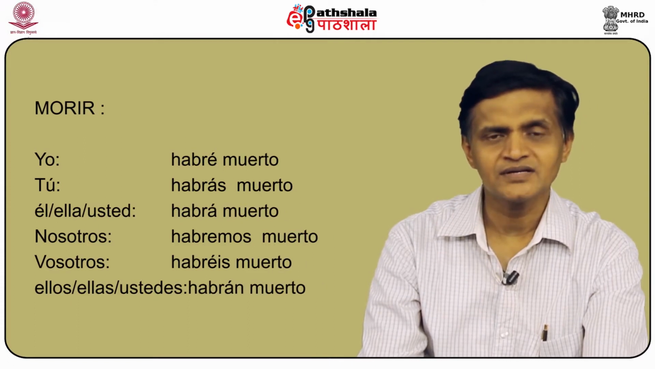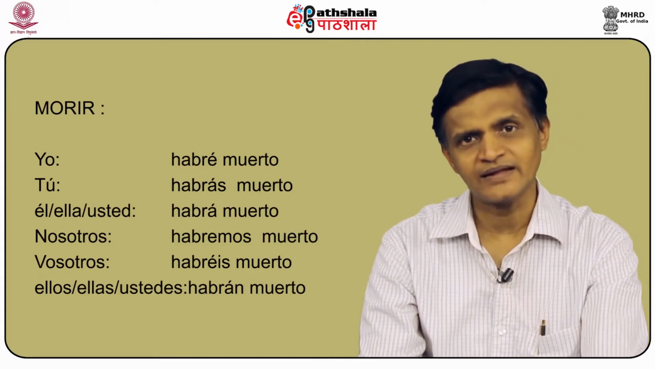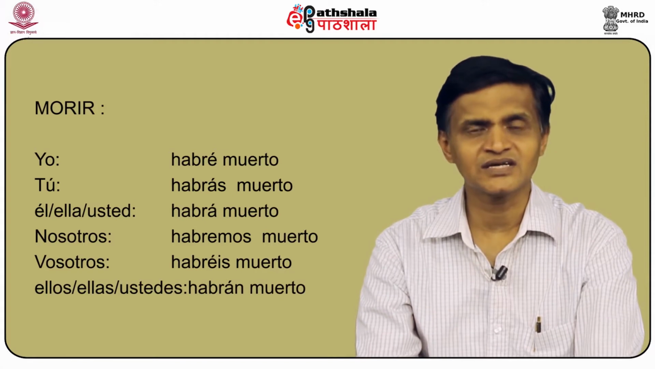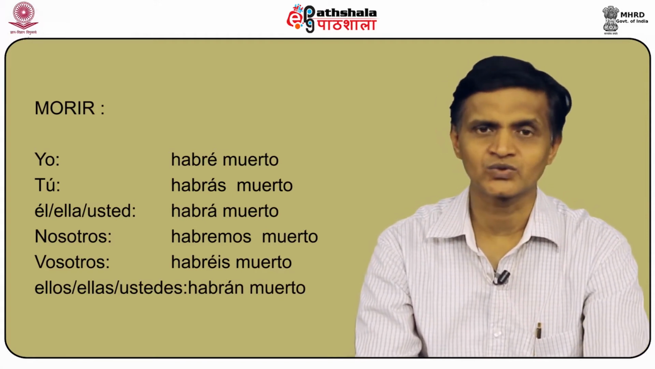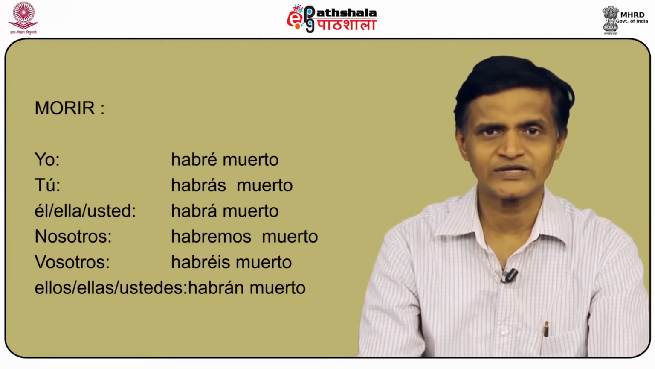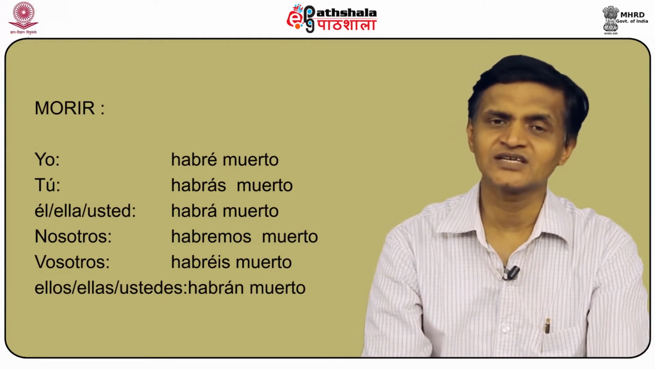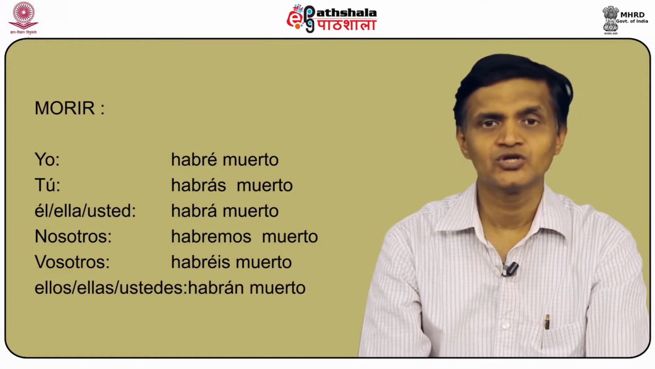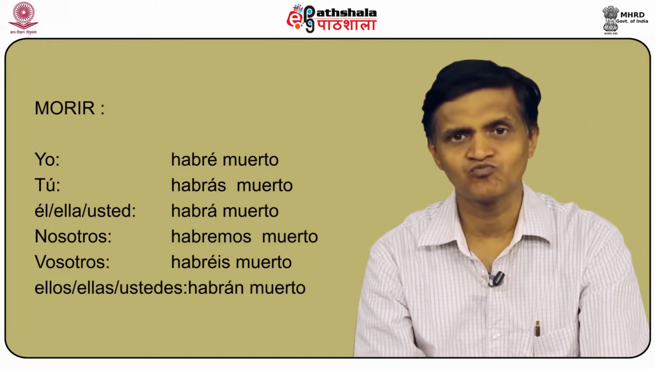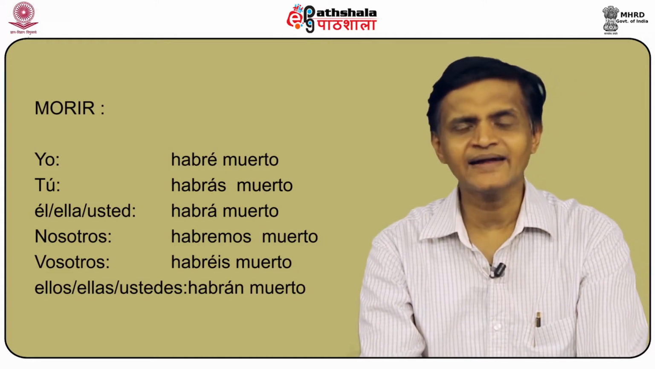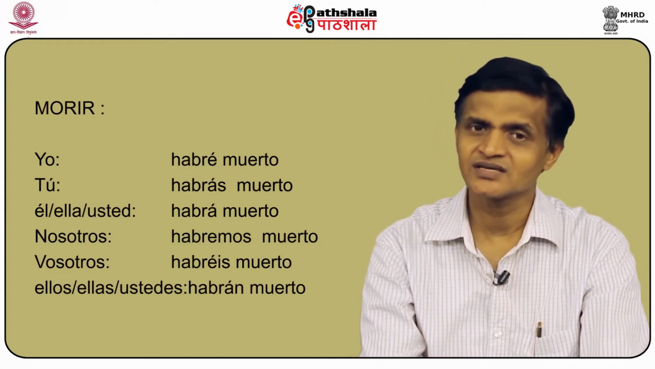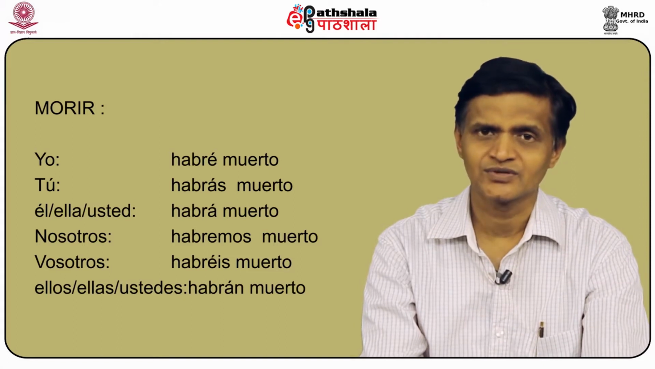The verb morir is conjugated in the following manner. Morir is irregular, so it is muerto. Yo habré muerto. Tú habrás muerto. Él, ella, usted habrá muerto. Nosotros habremos muerto. Vosotros habréis muerto. And ellos, ellas, ustedes habrán muerto.